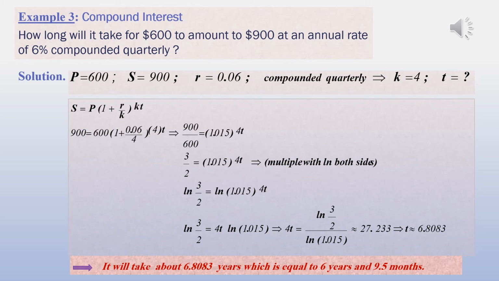So we have 4t is equal to about 27.233. So t equal to 6.8083. So we now have the value of t. So it will take about 6.8083 years, which is equal to 6 years and 9.5 months.